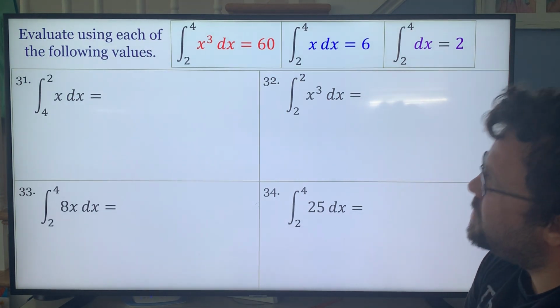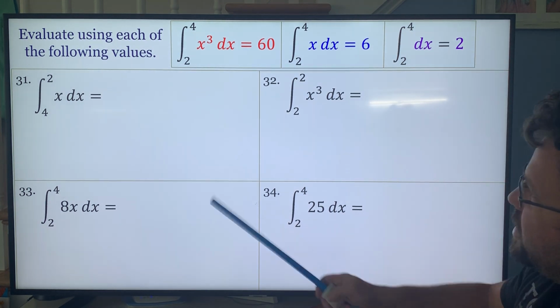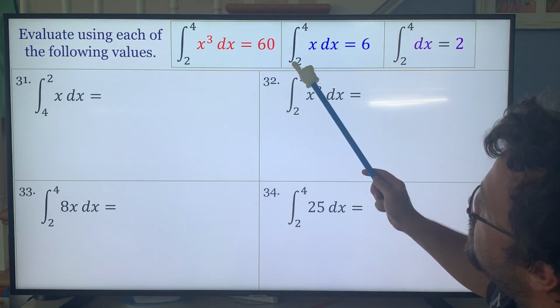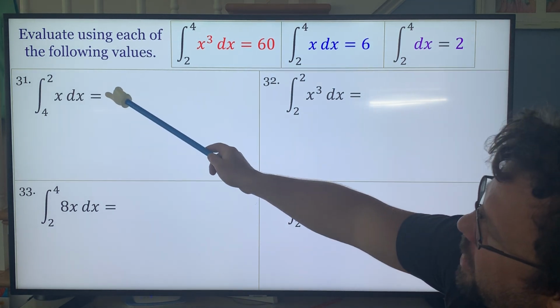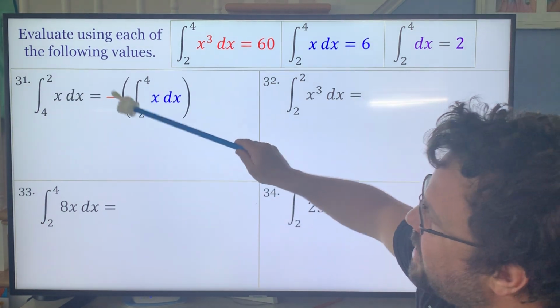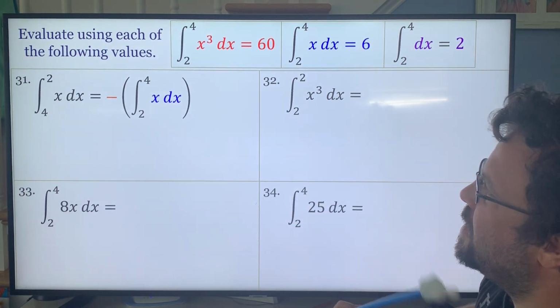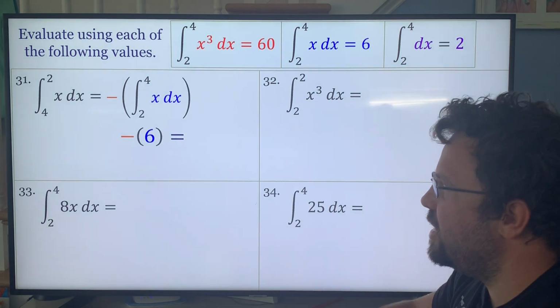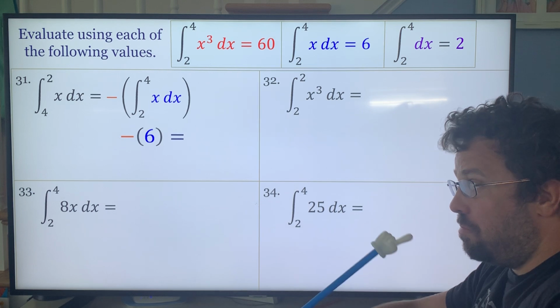Evaluate each using the following values. So why don't you guys try these real quick? All right. Answer 6. No, the answer is not 6. Look at it, this is flipped, so you have to make it negative. So it'd be the negative of whatever this is, and this is 6. So my answer would be negative 6.